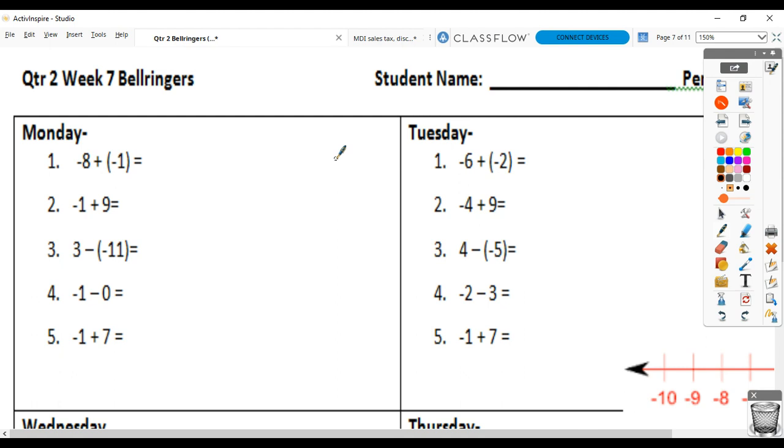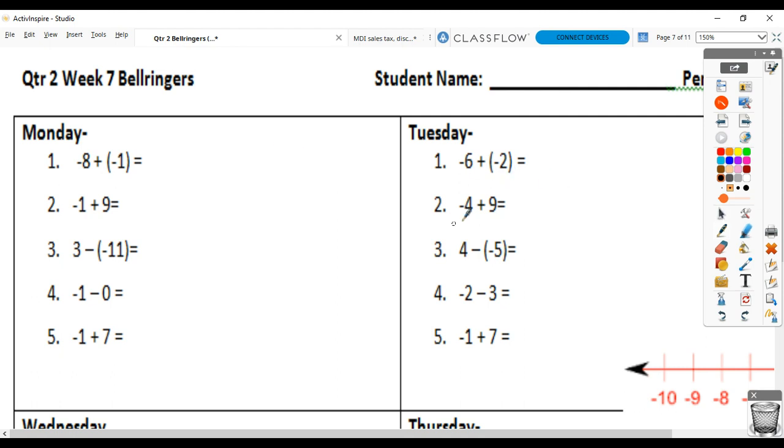You'll notice today's bell ringers are a lot different. These ones are adding and subtracting integers, which are essentially just whole numbers. So we're going to have a whole different set of rules for each of these problems. Since it's over video and I'm not there in person, I'm going to go over the rule for each problem, and then we'll have you solve them.